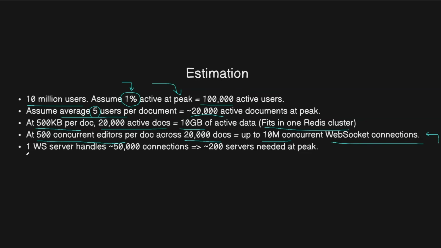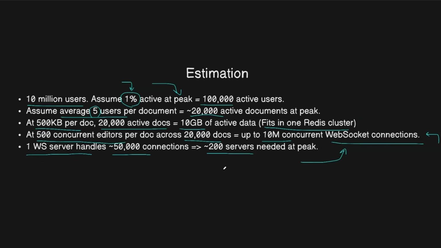There isn't a specific amount on how many connections one WebSocket server handles. It also comes down to the data that you're transferring between the server and the client. But on average, let's just assume it's around 50,000 connections that we can handle in one server. That comes down to having 200 servers needed at the peak time, and we can set it up with auto scaling. So if it's not at peak time, then we can downscale the servers and just have the ones that are serving the traffic.